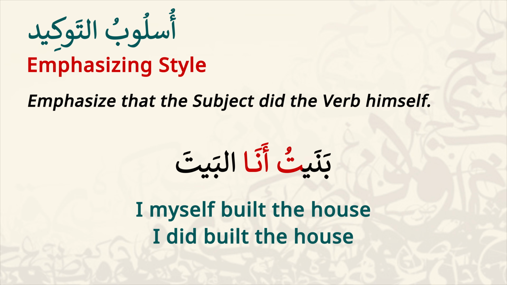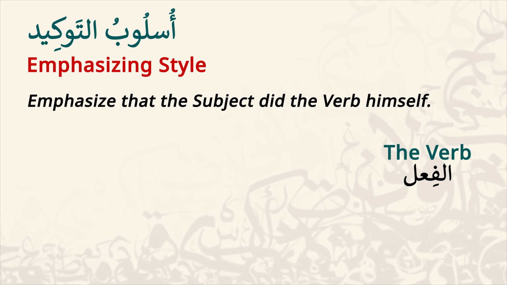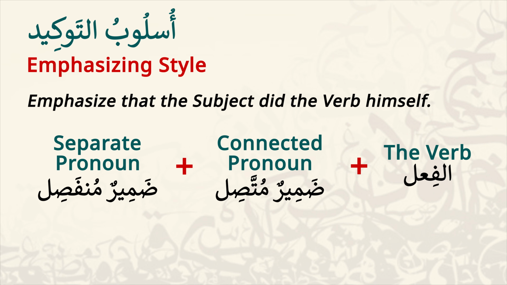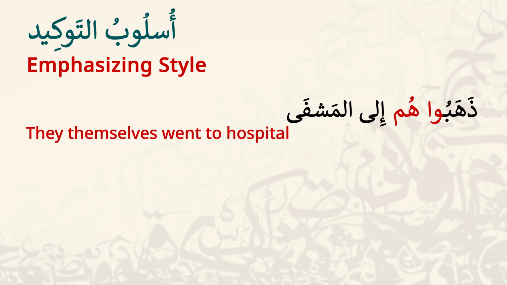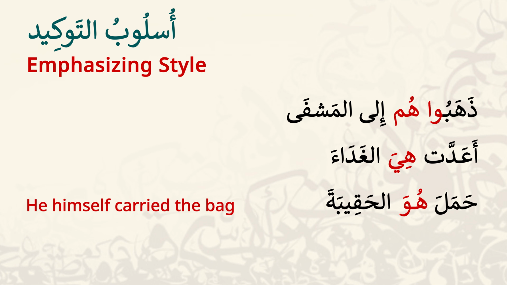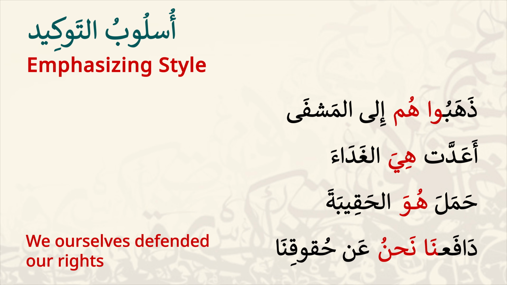And this is its construction. The verb plus a connected pronoun plus a separate pronoun that corresponds to the connected pronoun in both number and gender. Except for third person singular, which has no connected pronoun as we saw. Check these examples. ذهبوا هم إلى المشفى. أعدت هي الغداء. حمل هو الحقيبة. دافعنا نحن عن حقوقنا.